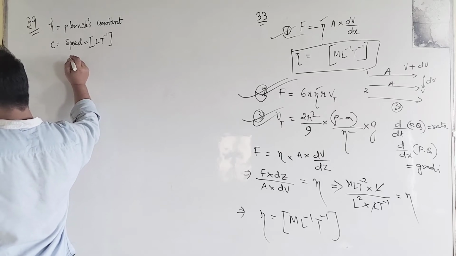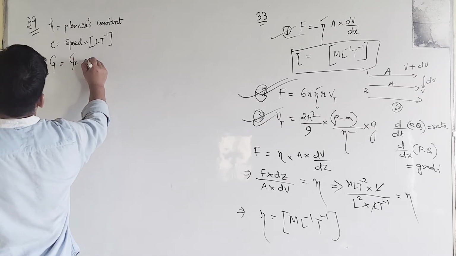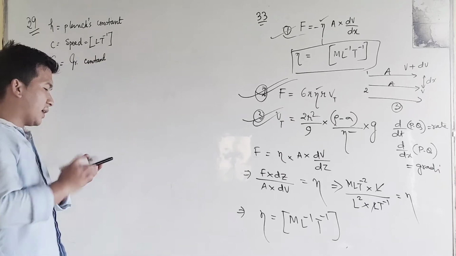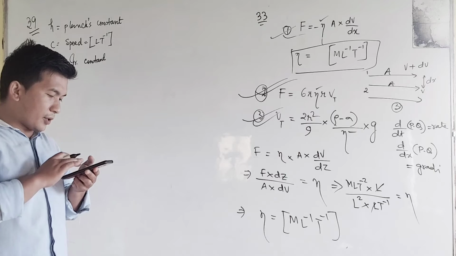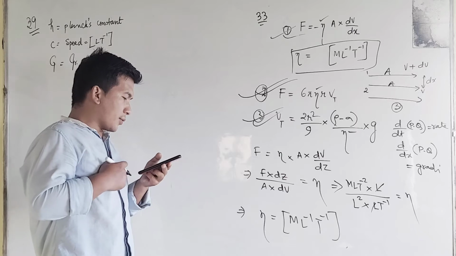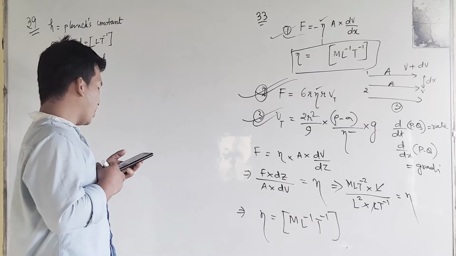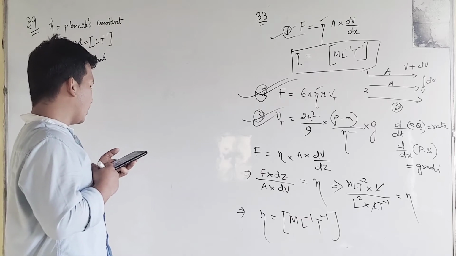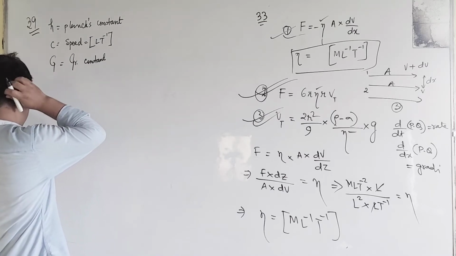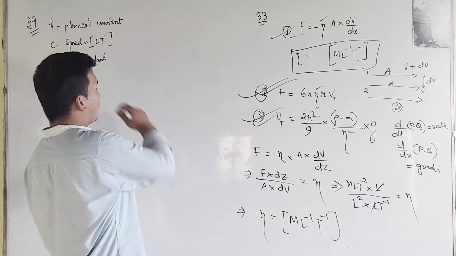Next, G is the gravitational constant. Yesterday I told you how to find out the gravitational constant. Let me point out the question number: question number 23, where the answer comes out to be M inverse L cube T inverse 2, in the last option. You can find this out very easily.